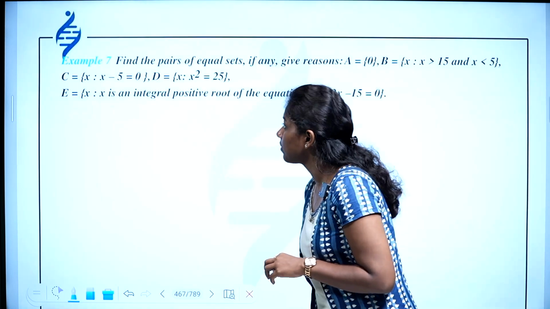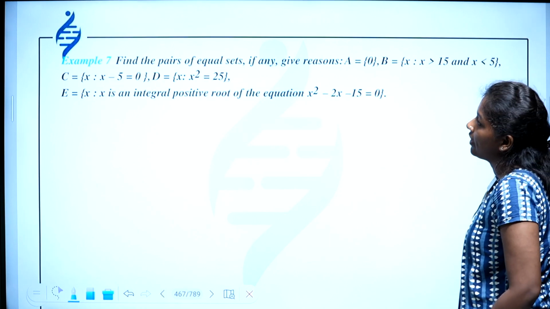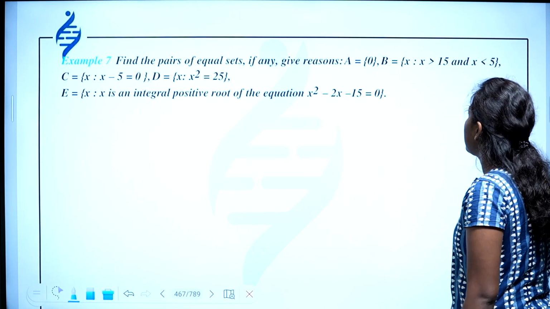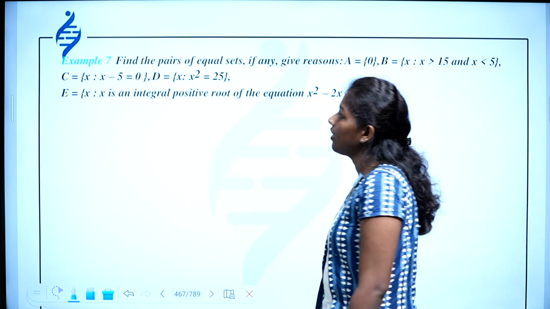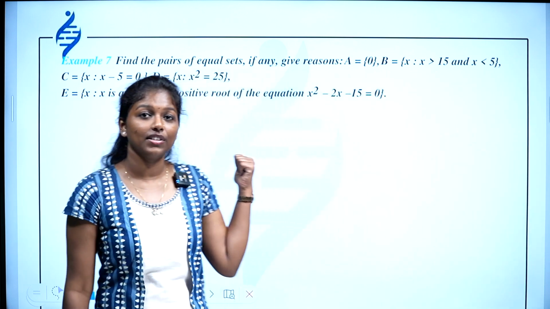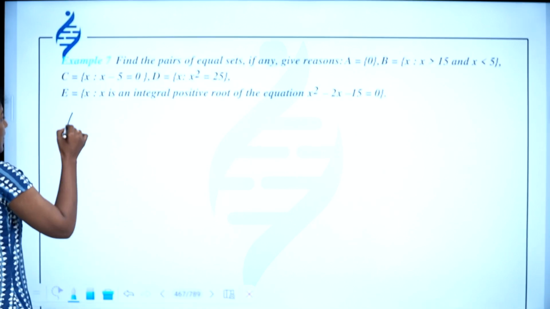Then next is an example. You have to check which sets are equal and then you have to give reasons. So first of all, they have given this in the set builder form. We can write it in the roster form, then we can find the answer easily.